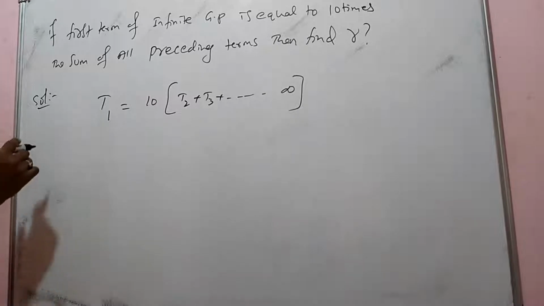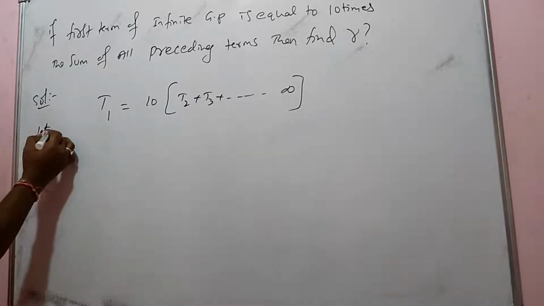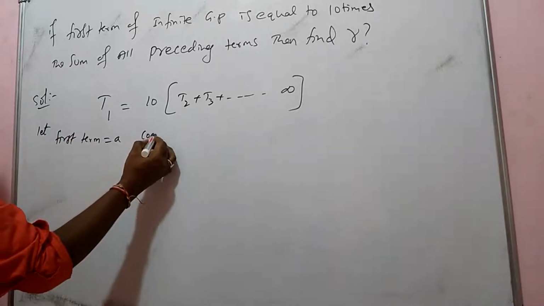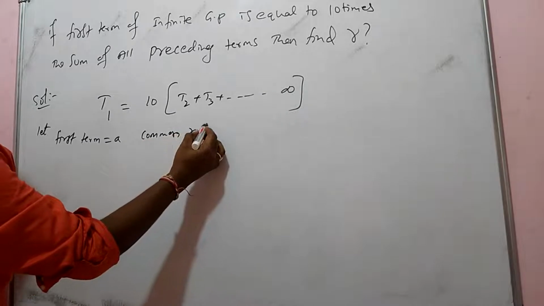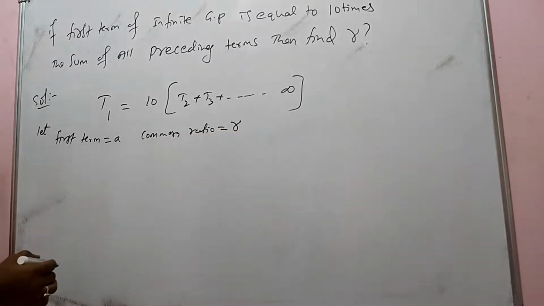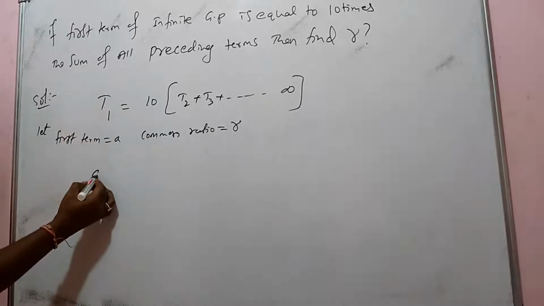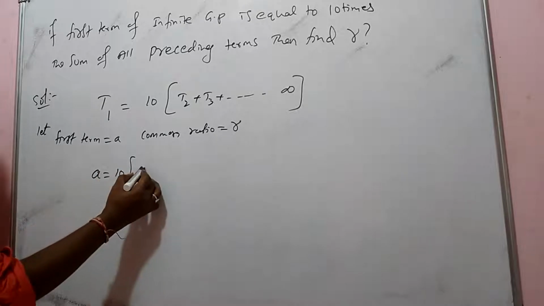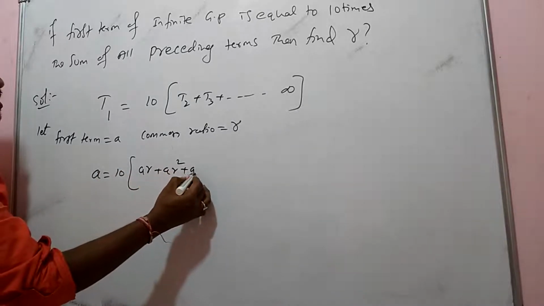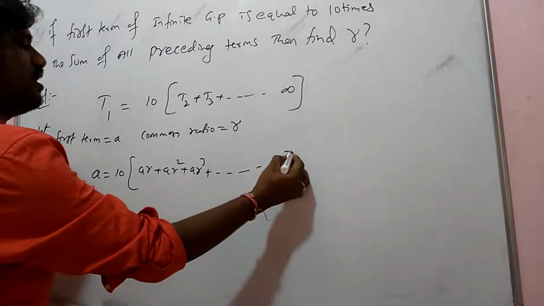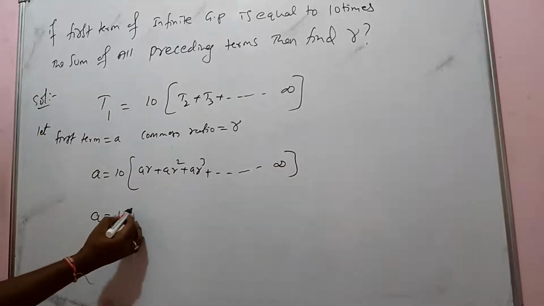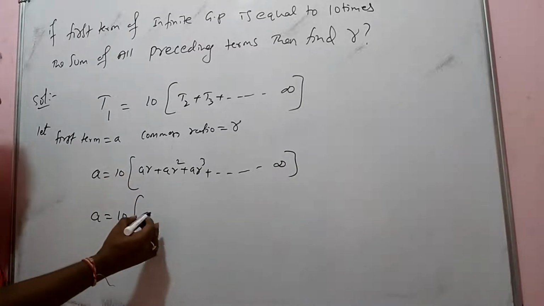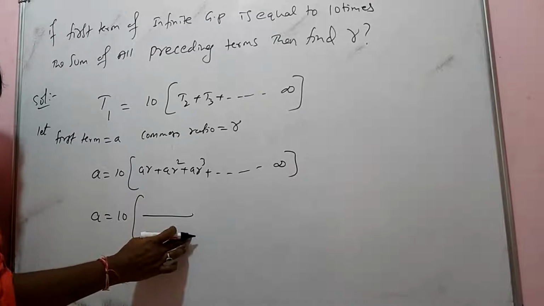So you know the first term in the GP. Let us consider the first term is A, and the common ratio which you need to find, let us take as R. So here A is equal to 10 times of AR plus AR square plus AR cube plus so on to infinity. So A is equal to 10 times the sum of these terms, the sum of the infinite GP. What is the sum of the infinite GP? A by 1 minus R.